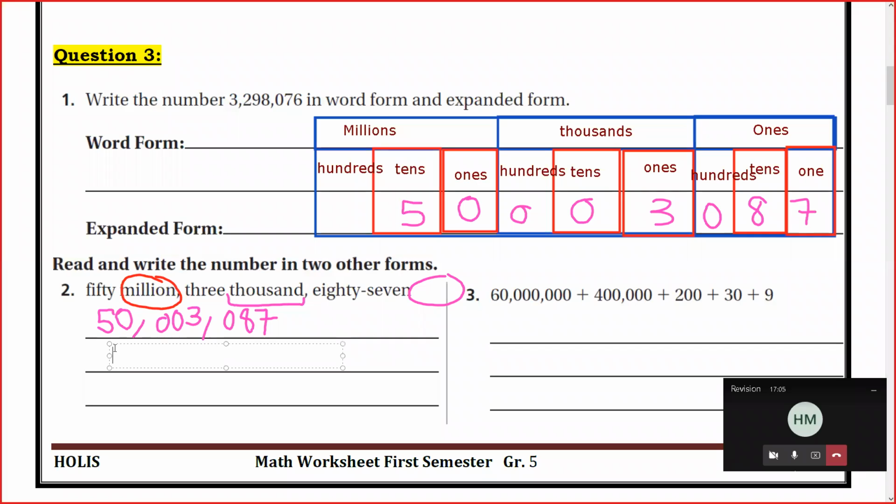As I told you yesterday, I will write 5 first. Now, how many digits are here? Let's count them: 1, 2, 3, 4, 5, 6, and 7. So how many digits after 5? 7. So I will write 5 with 7 zeros: 1, 2, 3, 4, 5, 6, 7. Then every 3 digits, you have to add a comma.